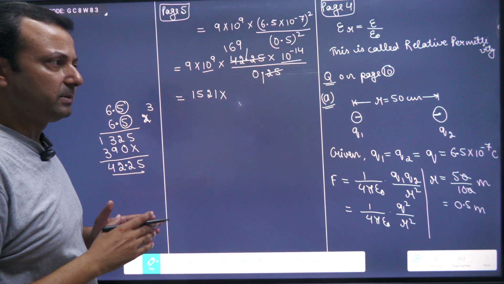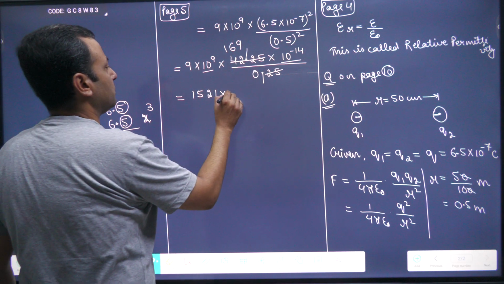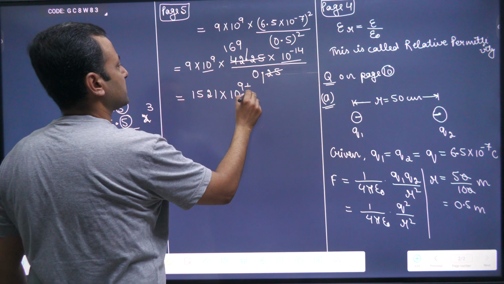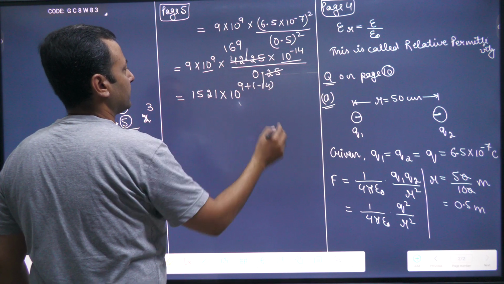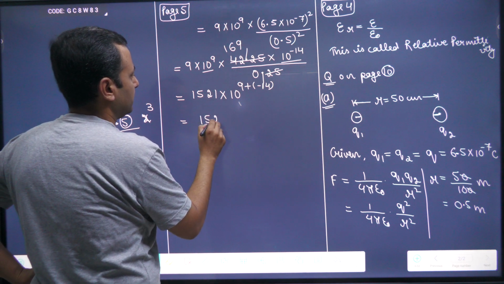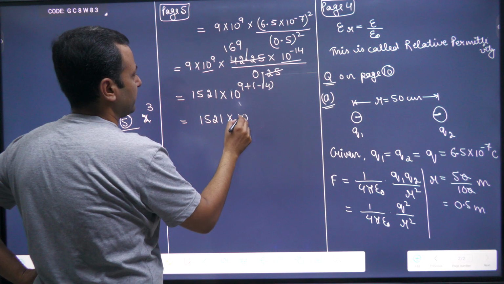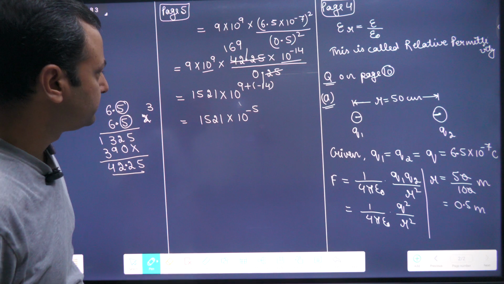When the bases of both the terms are same and the terms are getting multiplied, then their powers get added up. So 10 to the power 9 plus minus 14, that is minus 5. Yes. 1521 into 10 to the power minus 5.